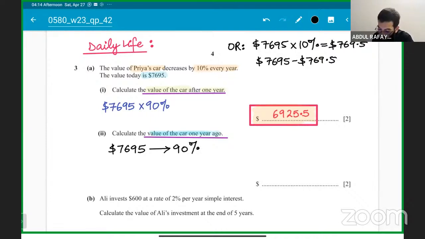695 is 90% value, because this value has already decreased from the last year. Now we treat the last year, the original year, as the cost, as 100%. That's how we are going to do 7691 to 100, 7691 to 100 divided by 90, so you will get 8550 was the value 1 year ago, guys.